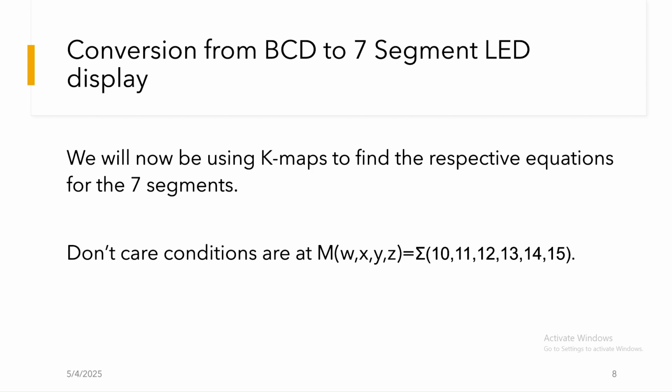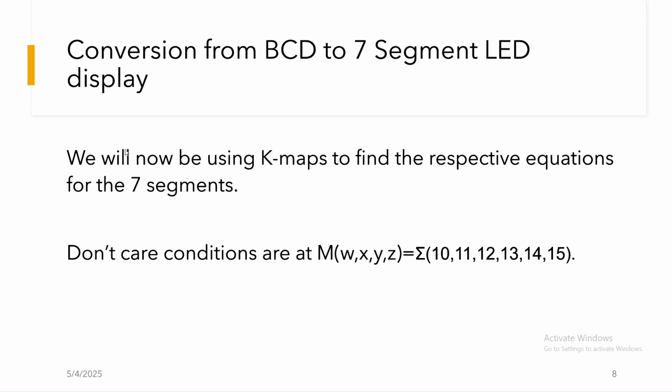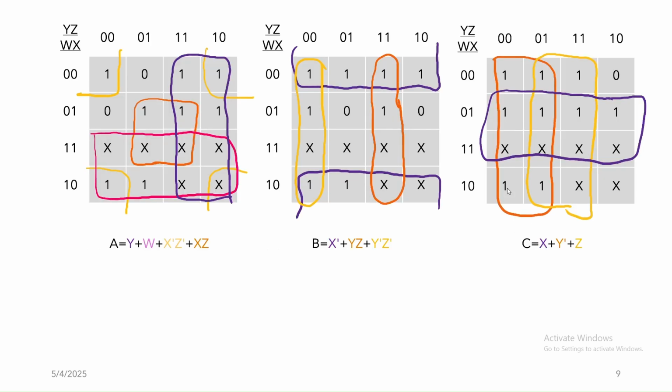So we're going to use K-maps to find the respective equations for the 7 segments. I want to find the equation for A, B, C, D, E, F, and G, to find the link between them and the variables. So I want to find the link between the segment A and W, X, Y, and Z, the code. Note that the don't care conditions are M of W, X, Y, and Z equal to the sum of 10, 11, 12, 13, 14, 15, which I can represent in K-maps.